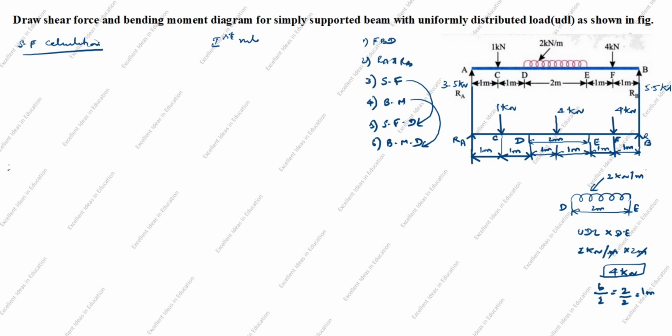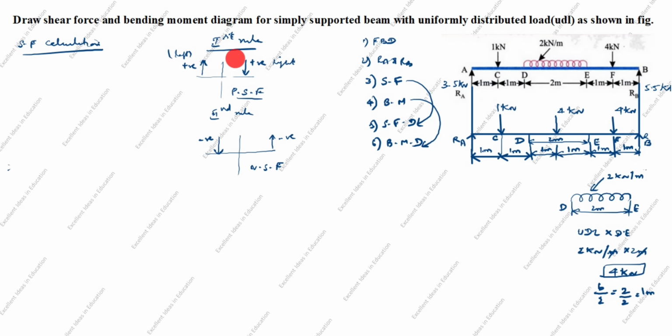First rule, the arrow goes up is positive, arrow comes down is positive. This is left side, this is right side. This is positive shear force. Next we will see second rule. Arrow comes down is negative, arrow goes up is negative. This is negative shear force. Based on this only we will calculate shear force.